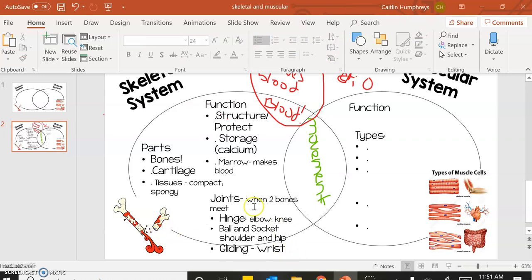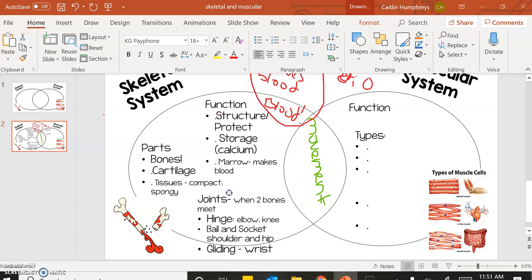Gliding is when there's a lot of different bones connected all in the same place, and we can't just go back and forth or 360. I can't really 360 my wrist. I can't pull it back to touch my hand. But there's too many bones in there to just move back and forth. So we have hinge, ball and socket, and gliding. So that is our skeletal system.